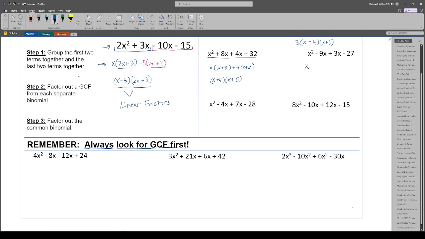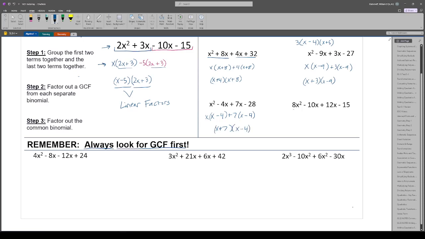On this one, we factor out x, we get x minus 9, then plus 3 times x minus 9, so we get x plus 3 times x minus 9. This one, we get x minus 4 times x plus 7 times x minus 4, so x plus 7 times x minus 4.